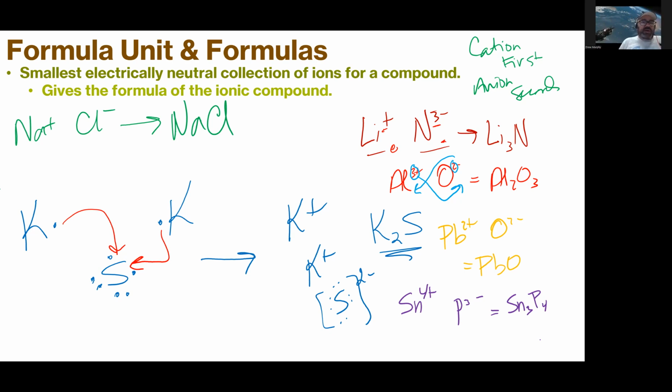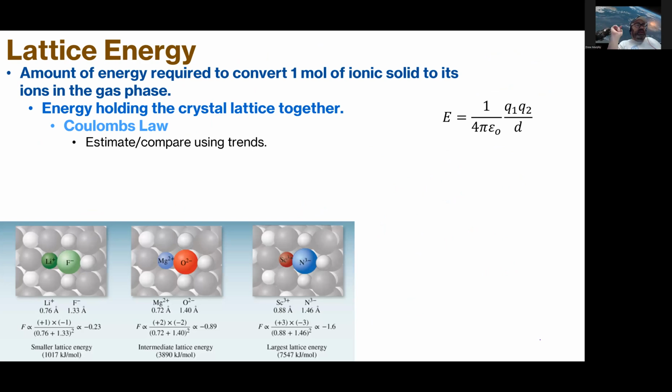All right. Okay, let's talk lattice energy. Remember we said that the solid ionic compound has an infinite lattice of stuff. Okay, and that lattice is held together by the ionic bonding that's going on.